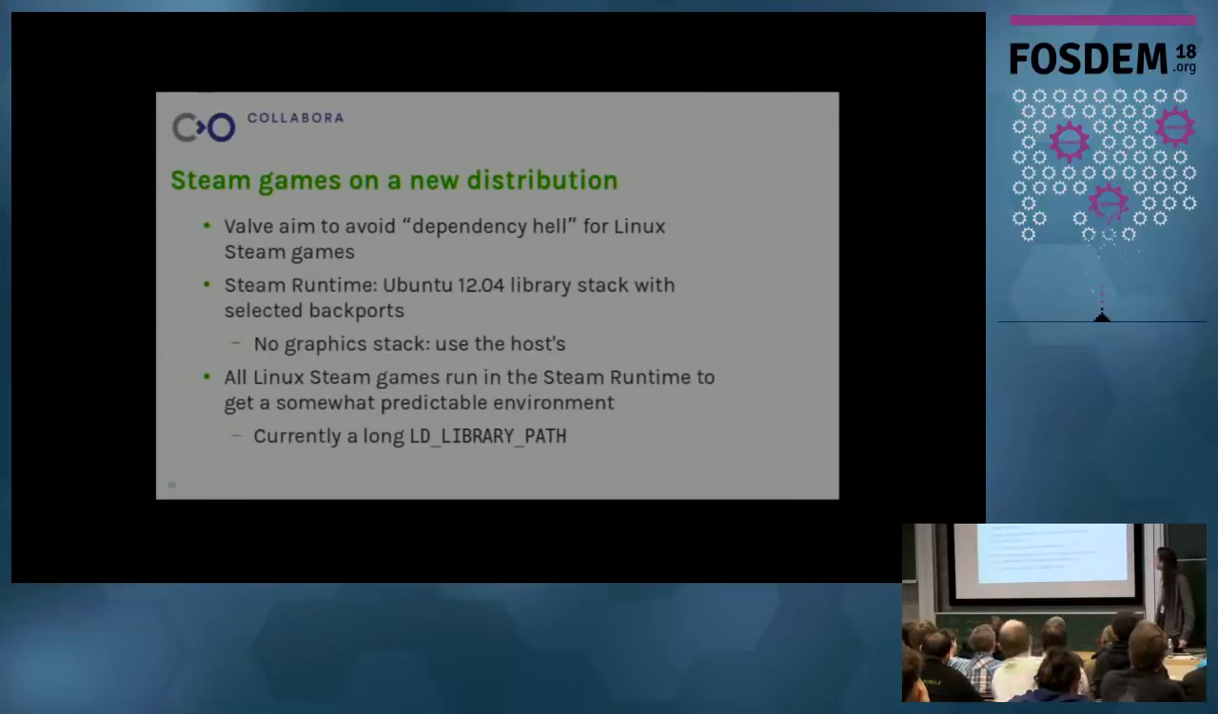So their solution to this has been the Steam runtime, which is Ubuntu from 2012 with selected backports, which is two words that cover a multitude of sins, I'm sure. And it's a giant LD library path to pull in libraries of selected versions. And all the games run in this. The Steam client runs in this as well, because it has stuff that would potentially break with a newer GTK or a newer, I don't know, libjpeg or something.